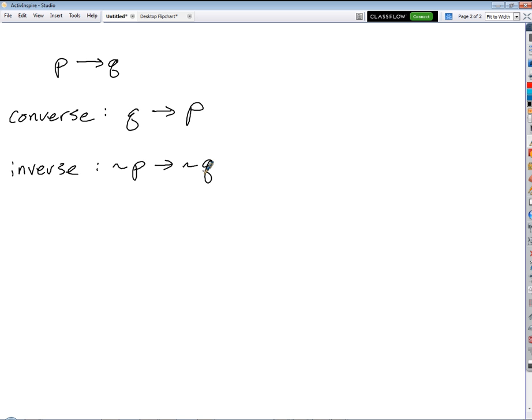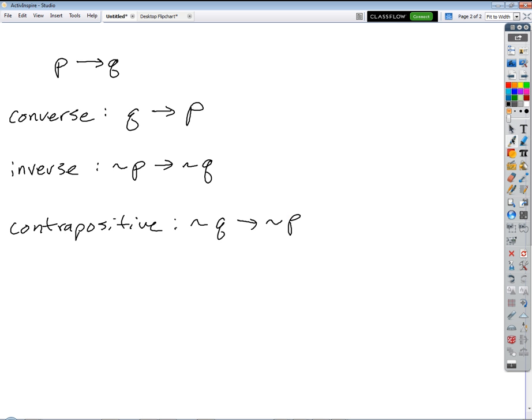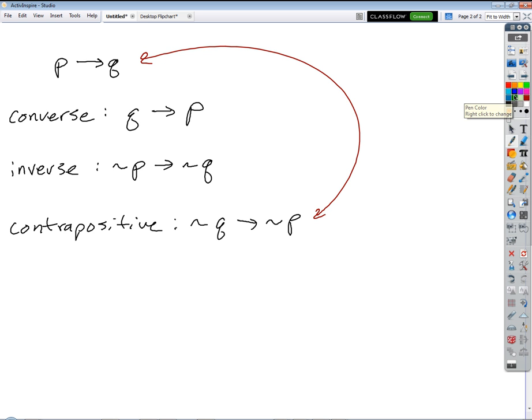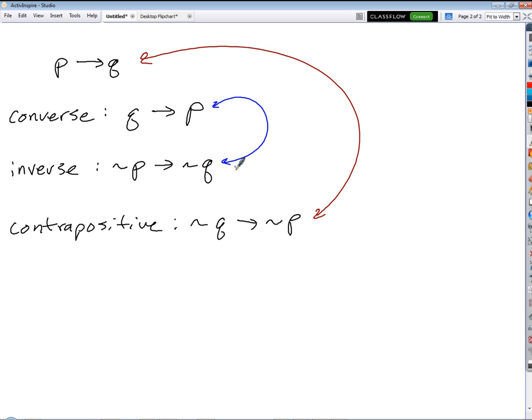So that's an inverse. Now, what's a contrapositive going to look like then? Tilde Q. Good. So the way we'd say that then is if not Q, then not P. Okay, and remember that the ones that are equivalent are those two say the same thing, and these two say the same thing.